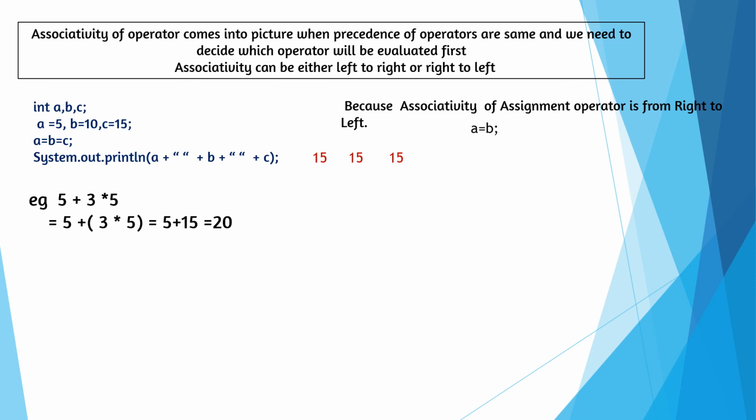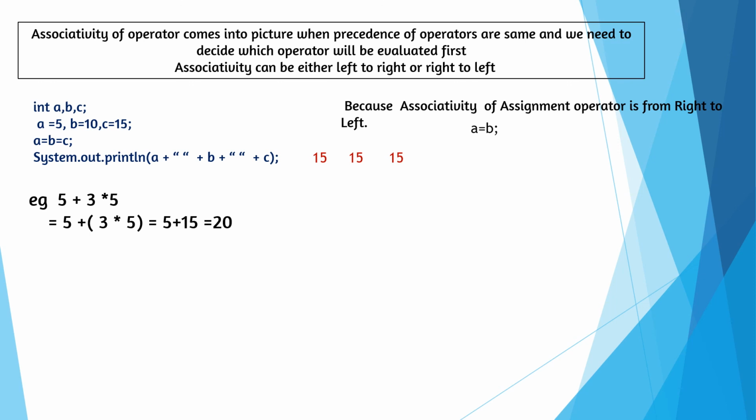We can write in bracket that and then plus sign. That means 5 plus 3 into 5, that means 5 plus 15, answer will be 20. And now if you want to evaluate 5 plus 3 first, we don't want 3 into 5 first. 5 plus 3 we have to do first.